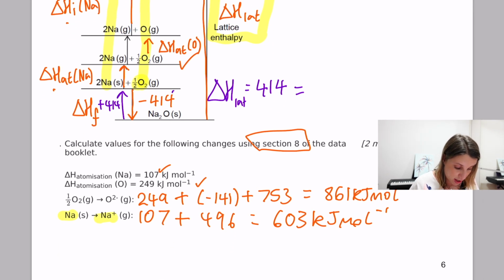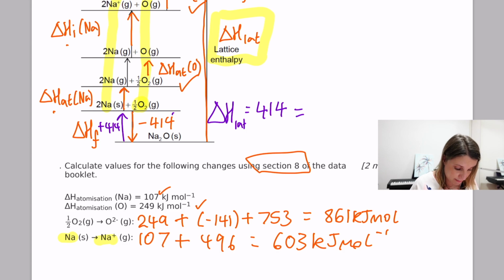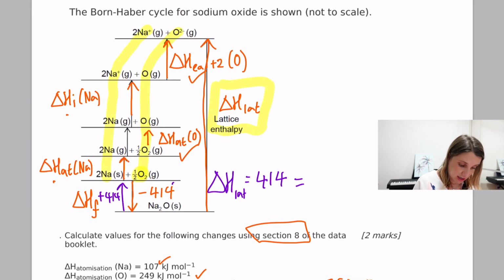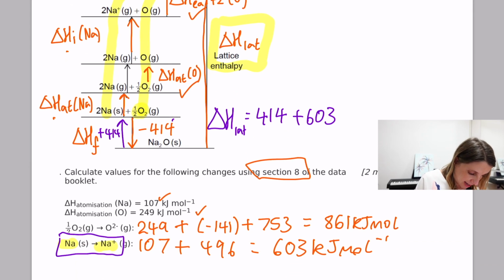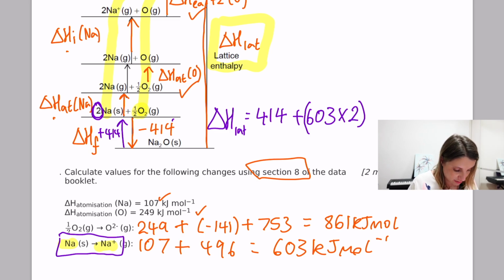So for the sodium, you can see if I was going from Na to Na+, I've already worked out that that is 603 kilojoules per mole. But in this case, it's 2 Na. So I'm going to need to times this whole thing by 2. I'm then going to add on the oxygen.